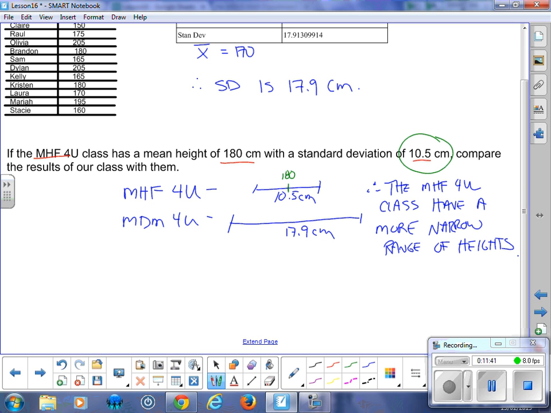We're just looking at the calculations now. But it tells you that a majority of students are within that range or a lot closer to the mean. So it just means that we have MHF4U students are more uniform in height.